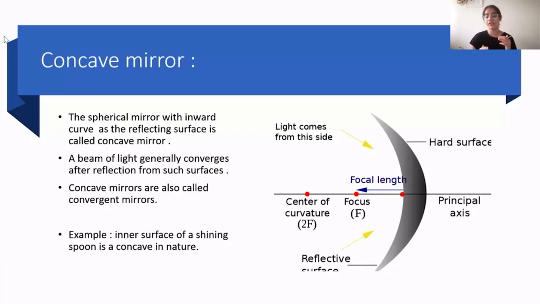A beam of light usually, when it is incident on this inward part, when a lot of beams of light go through this, they reflect back and they converge at a point. It means they go and they meet at a point. They don't appear to meet at a point, they actually go and meet at a point. Such mirrors are hence called convergent, or they're convergent in nature. Hence concave mirrors have another name, convergent mirrors.